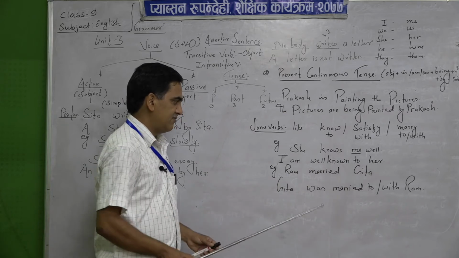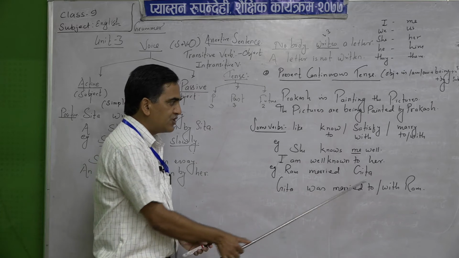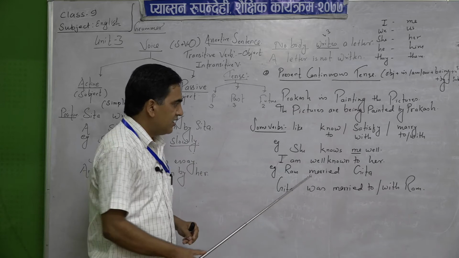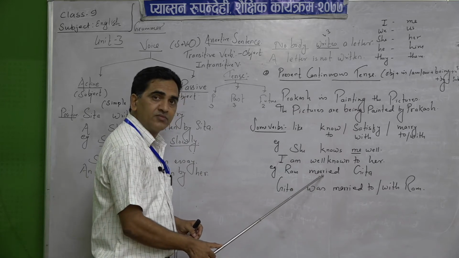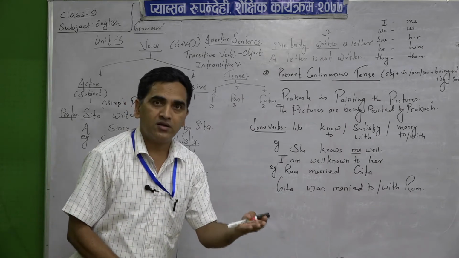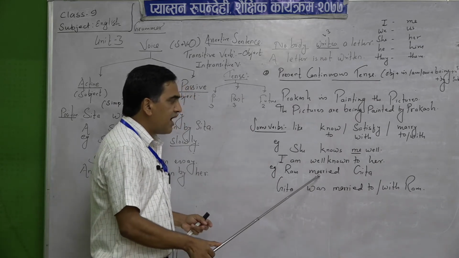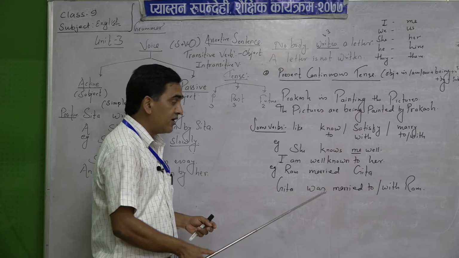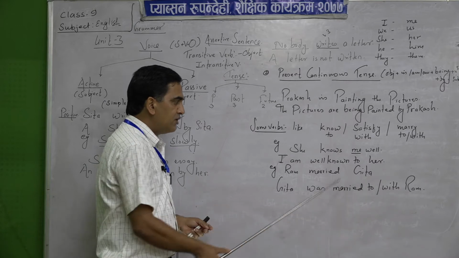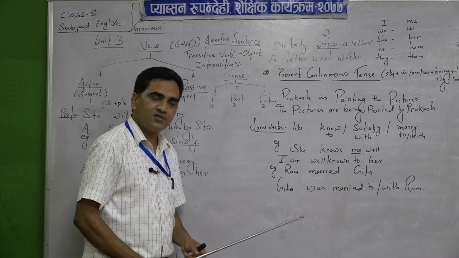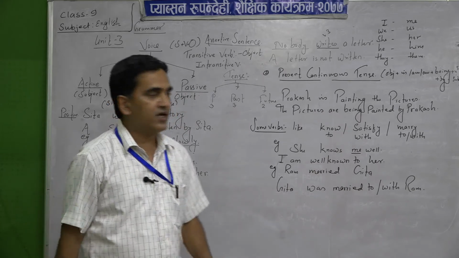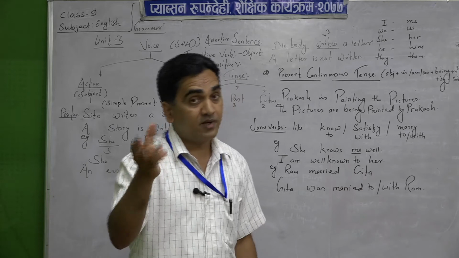Ram married Gita. Gita was married to Ram or with Ram. You can write both. Married is always the past form, that's why "was." If it is present, it is "is," "am" or "are." Here we write "married," the past form. Gita is singular, that's why Gita was married to Ram or with Ram. My dear students, these are the general things you have to learn while learning active and passive voice.